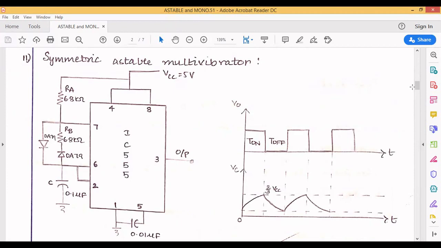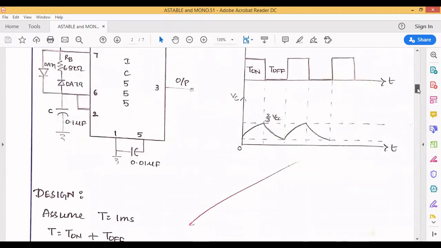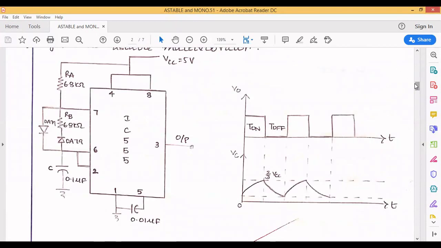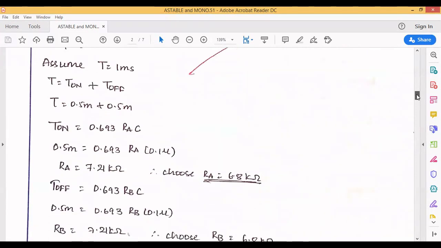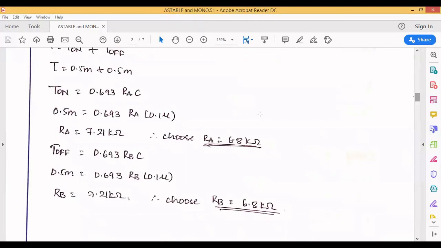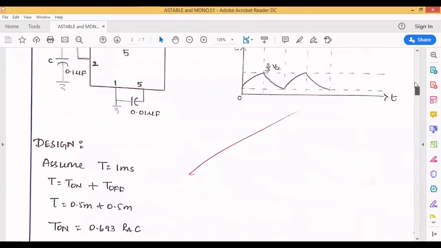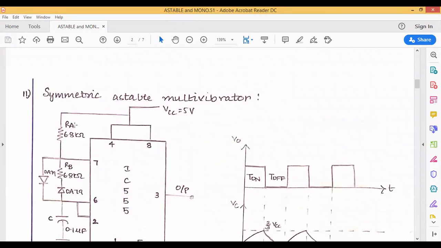So why is it so? You are achieving equal values, so you have to get T on and T off equal. That's why in the design we assume the total time period as 1 millisecond, and the total time period is given by T on plus T off. Then T on is 0.5 millisecond and T off is also 0.5 millisecond. By substituting the values, you get RA as 7.21 kilo ohm and RB as 7.21 kilo ohm, and we will choose 6.8 kilo ohm. You take those resistors, and this will be connected with a diode.